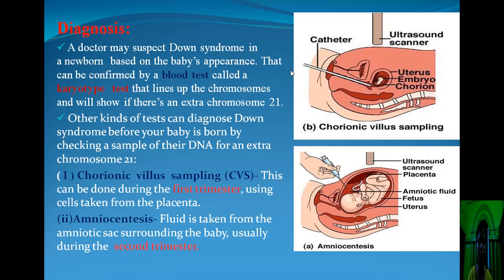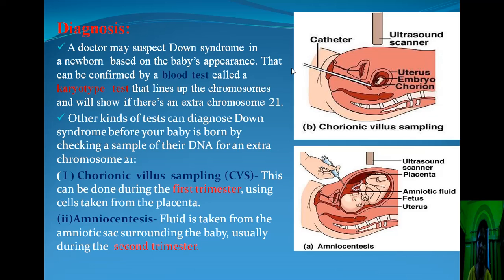Generally, the pregnancy of a woman consists of 3 trimesters. The first 3 months is called the first trimester. The second 3 months, that is 3 to 6, is called the second trimester. And the third 3 months, from 6th to 9th, is known as the third trimester. The first test is done during the first trimester using cells taken from the placenta. This test is called chorionic villus sampling.